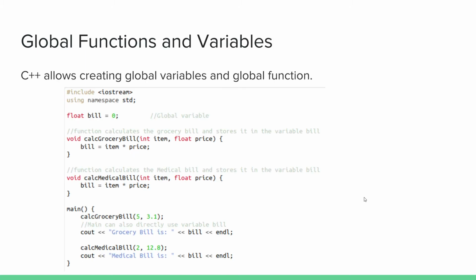Okay, global functions and variables. So in C++, as you would know, we have global functions, and as C++ is not totally object oriented, it allows the making of global functions and variables. Global variables in C++ are created outside any function, usually at the beginning of the file, just after the includes.